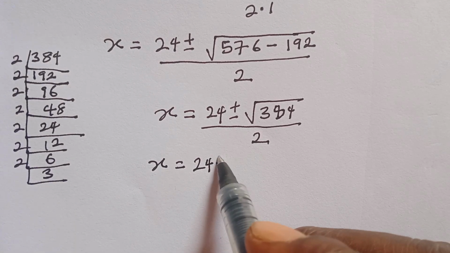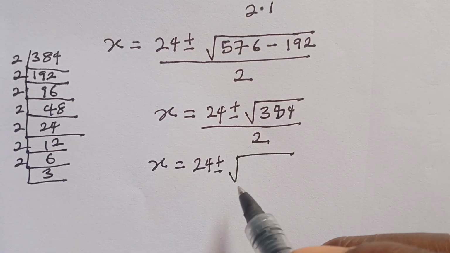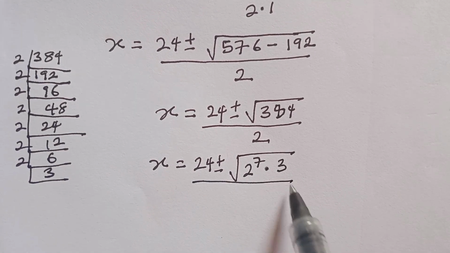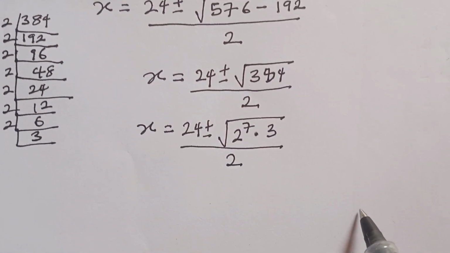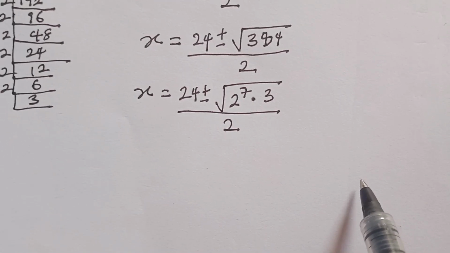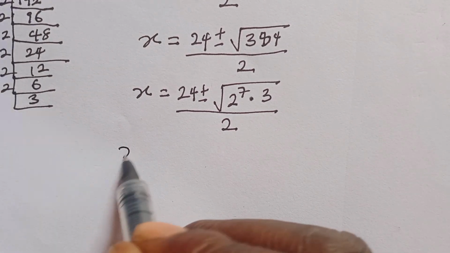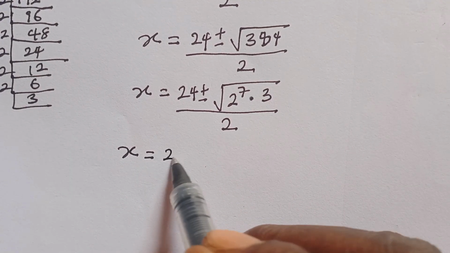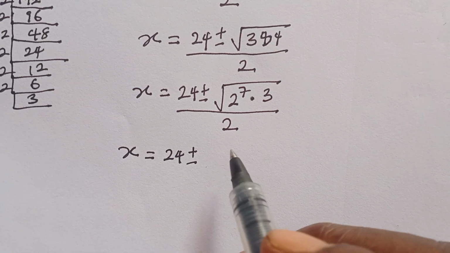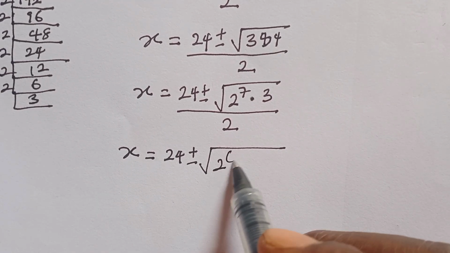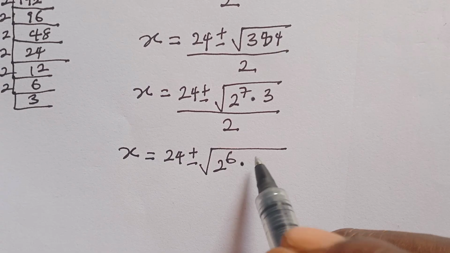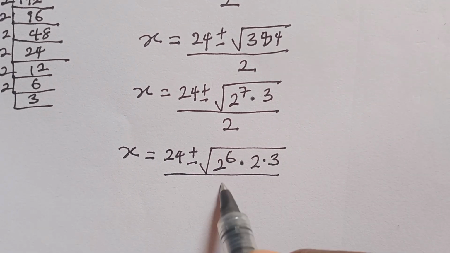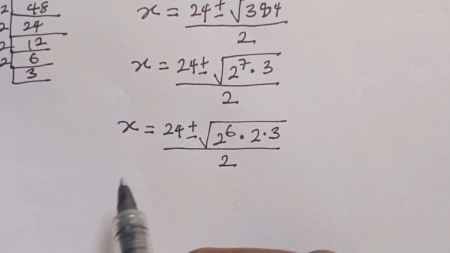So therefore x is equal to 24 plus or minus the square root of 2 raised to power 7 times 3, everything divided by 2. Now, once you understand it up to this stage, it's now making sense. Our x will now be equal to 24 plus or minus the square root of 2 raised to power 6 times 2 times 3 when we split it. So I can easily rewrite this as well.